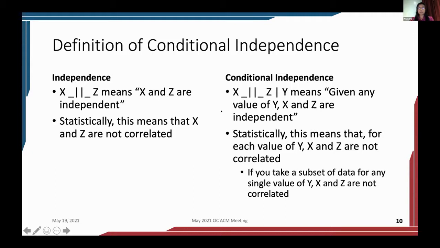Now, if we add on the conditional part, that means that x and z are independent conditional on y. So what that means is for each and every value of y, x and z should not be correlated. So in terms of data, a lot of times we might filter or group our data based on the value of some other variable, for instance, some variable y. So for each of those groups that we've created by filtering or grouping our data by y, we would see that x and z are not correlated. And that's what we mean if x and z are independent conditional on some other variable.